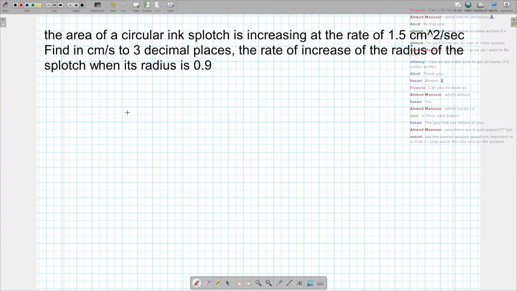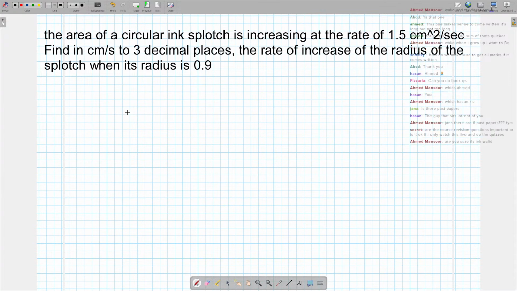Are the course revision questions important, or is it only okay if I watch this live and do the quizzes? Yes, it's important to do course revision, definitely important. Okay. Are you sure it's ink? I hope it's only ink.